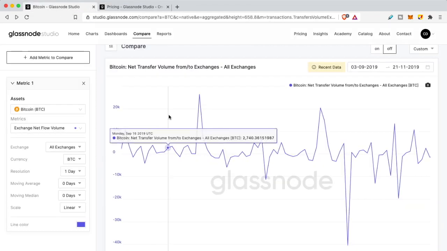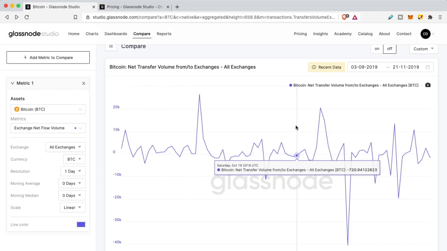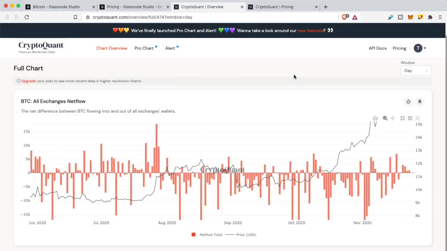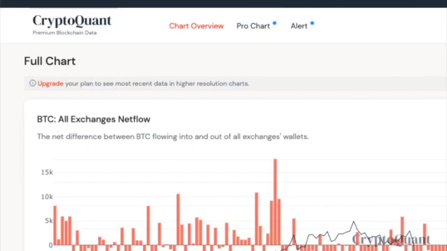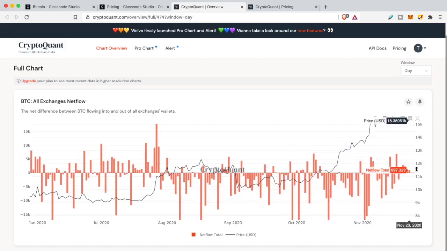I am not an affiliate for Glassnode, but I wanted to show you this tool. If you're willing to pay that, $39 a month to have access to this information, it really can help you increase your chances of predicting the crypto markets. You can also get a free version of this chart if you go to CryptoQuant.com. You can get the same chart, Bitcoin, all exchanges net flow, and you can get a pretty good picture of what's going on. This chart is not as clear.